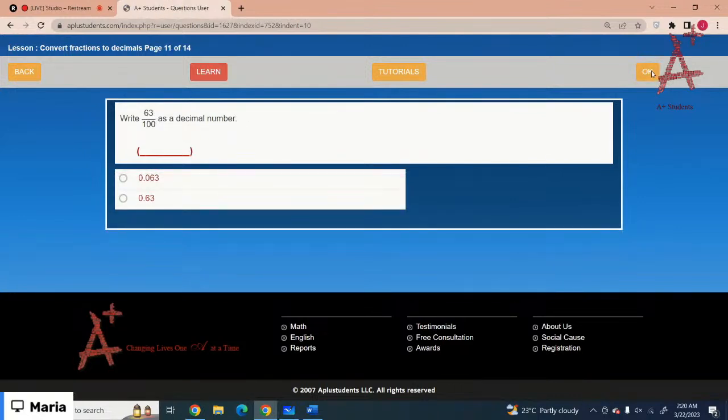Okay, 63 divided by 100, which is the correct option? Hundred has just two zeros. Got it? That means you just need to move the decimal point two places left. Got it? Yes, that means that is option number 2. Got it?